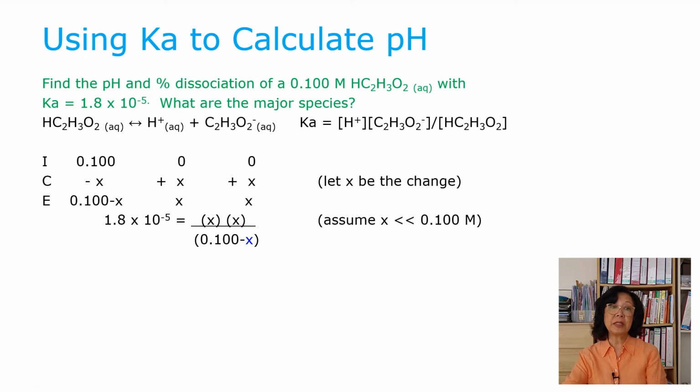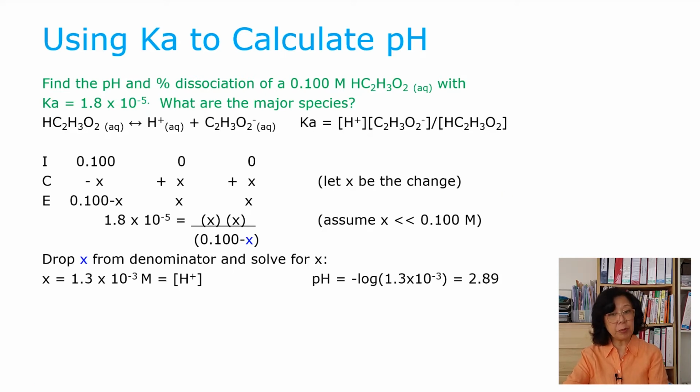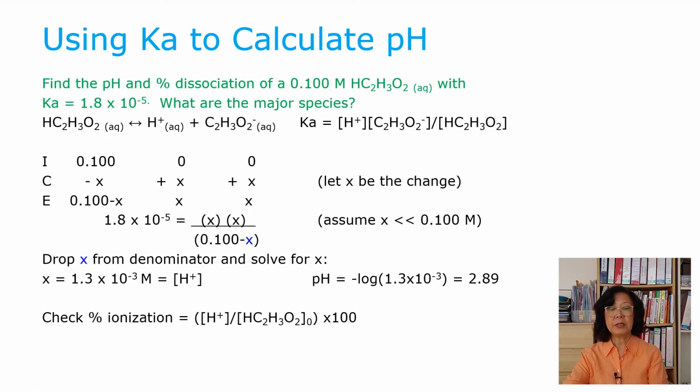Now look at the X in blue color. We assume it to be small and negligible compared to the original concentration. Therefore, we're going to drop it from the equation. And we solve for X, which is determined to be 1.3 times 10 to the minus 3 molar, and pH therefore is 2.89. Then we do the percent ionization check, which is equal to the hydrogen ion over the original weak acid concentration times 100.